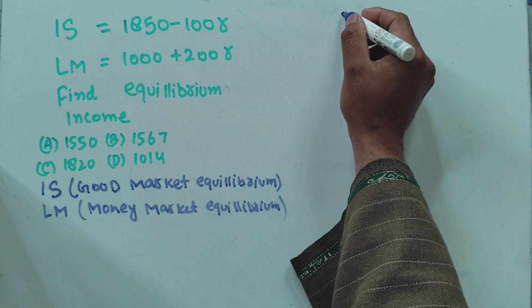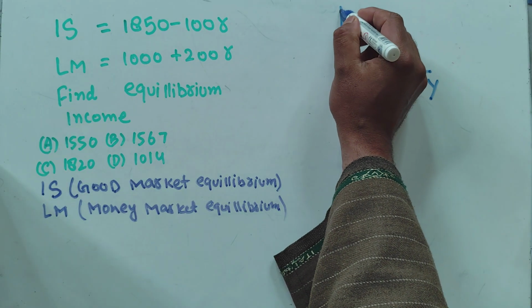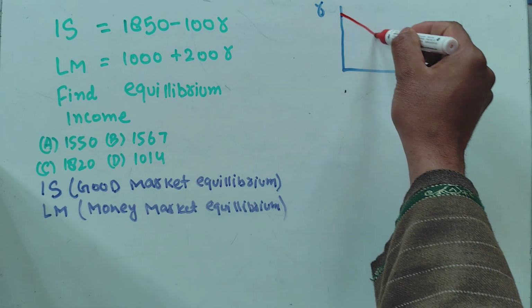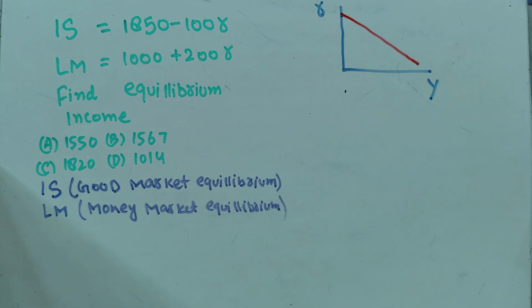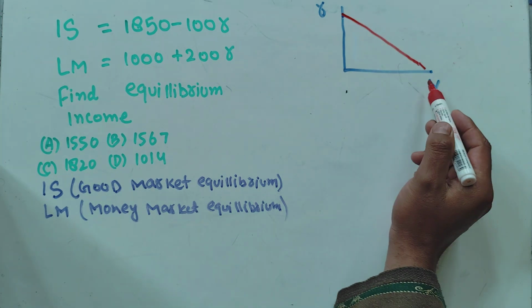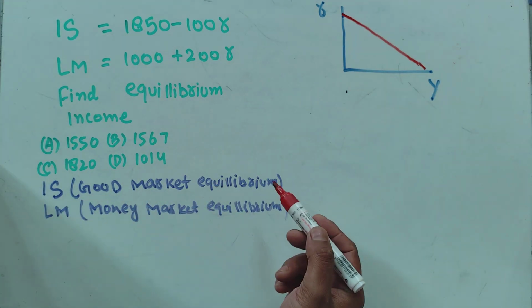If I show it here, we have the GDP, or income, on the horizontal axis, and the rate of interest on the vertical axis. We have the downward sloping IS curve, so it is like this. This is our IS equation. It shows us different combinations of rate of interest and level of GDP where our goods market is in equilibrium.